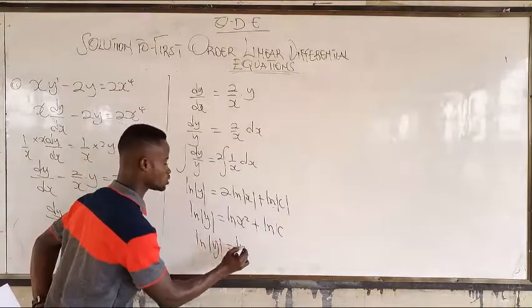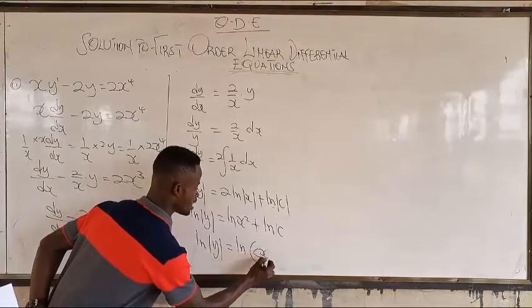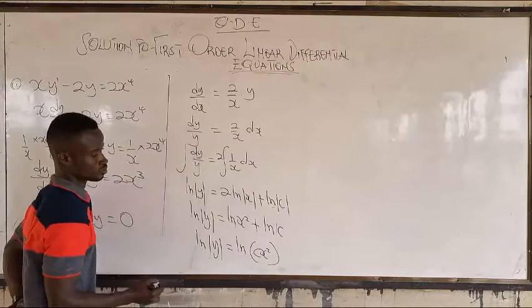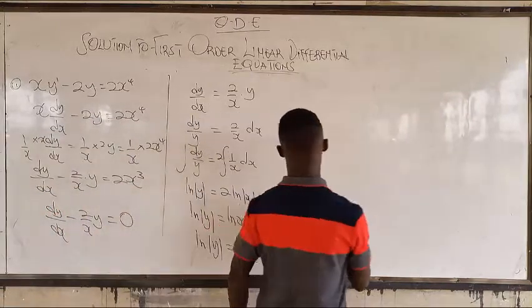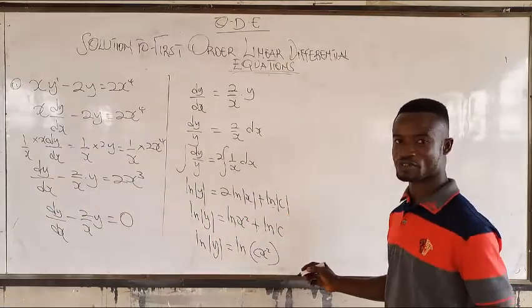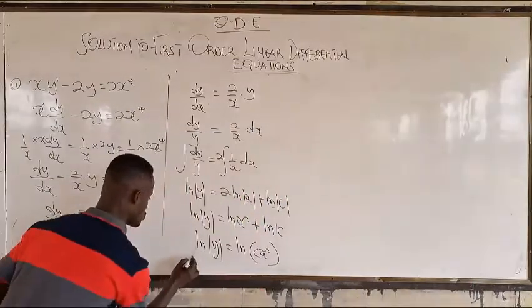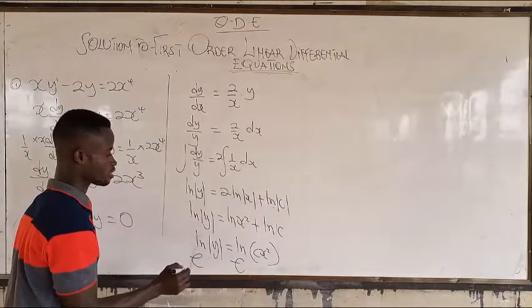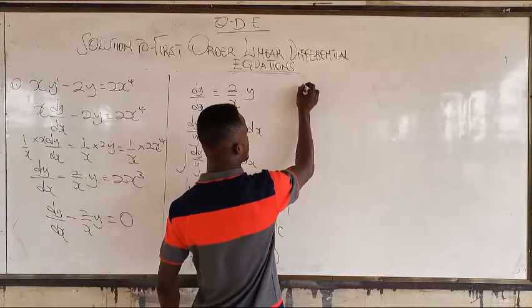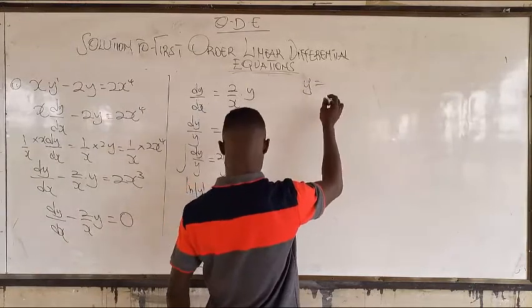This is multiplication, so cs squared. Then we take the natural log of both sides. So we take the natural log of both sides. We are going to get y is equal to.